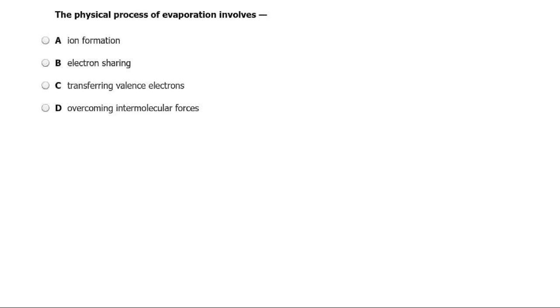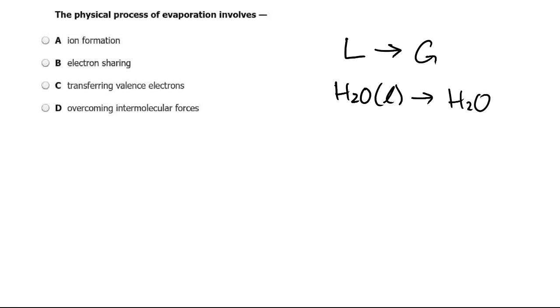The physical process of evaporation involves... So let's talk about what evaporation is again. Evaporation is a form of vaporization where a liquid becomes a gas, not necessarily at room temperature or not necessarily at the boiling point. So in order for evaporation to happen, you don't form ions. When water, that is a liquid, turns into a gas, vapor, you're not forming water ions. An ion would involve the transfer of an electron.